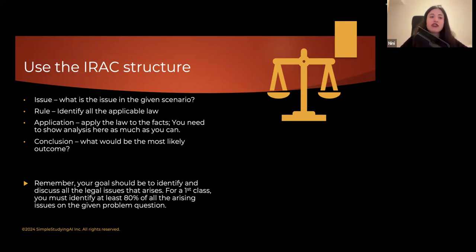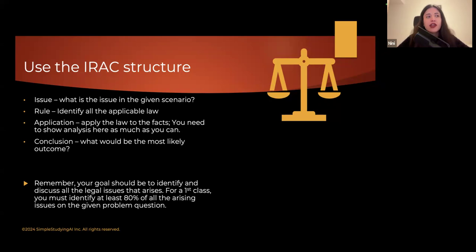After the legal issue, then you have to write the relevant law. So let's say if you have a negligence problem question, you have to explain the duty of care. If you're talking about the legal issue on duty of care, then you have to explain what duty of care is, cite the relevant cases, and then apply it to the facts of the case. You have to say whether or not duty of care exists.